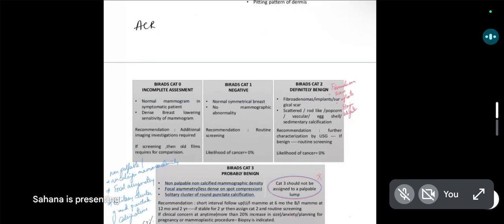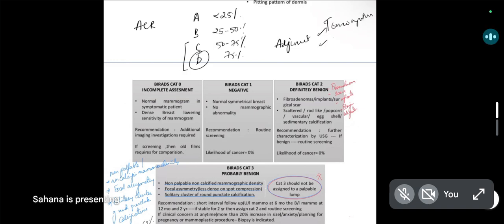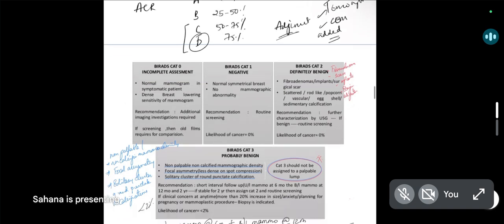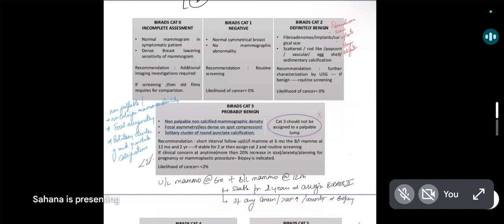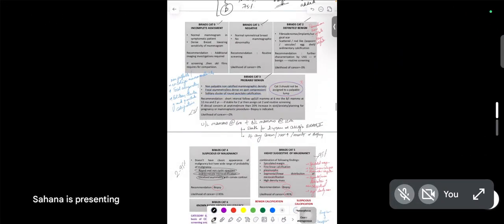Then the American College of Radiology has given ABCD depending on the proportion of fat to the glandular component. Less than 25% glandular component, and as it increases by percentage, it becomes a more dense breast. So C and D are usually dense breasts, where adjunct radiological imaging like tomosynthesis and contrast enhanced mammography have added advantage in detecting your missed masses. Then you will categorize depending on the suspicion of malignancy as BIRADS category 0, 1, 2, 3, 4, 5, 6.